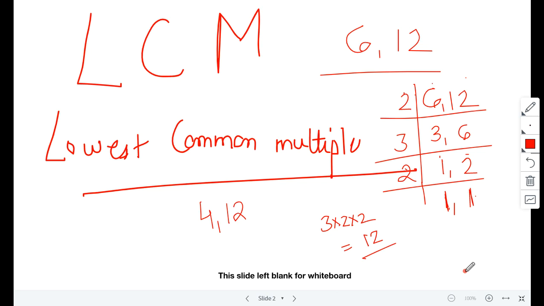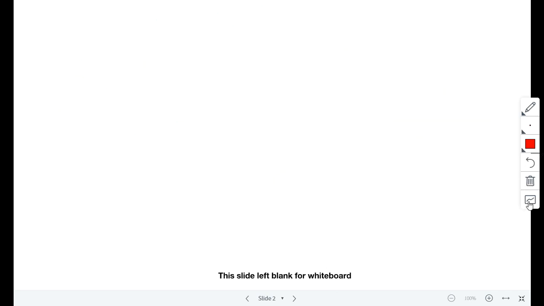So tell me what's the LCM of 4 and 12? Try to solve this with the same method that I have done here. Okay, can you do that on the board? Here on the board. You write it here, 4 and 12. Try to solve this here on the board, 4 and 12. Yes, LCM of 4 and 12.